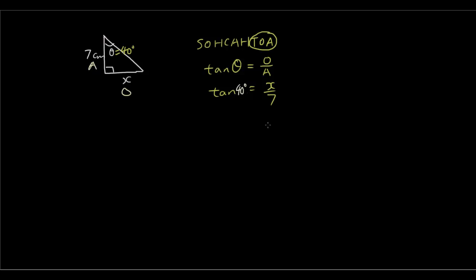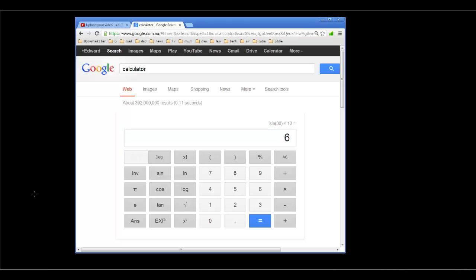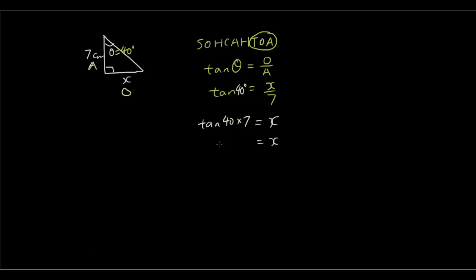So tan 40 equals x over 7, and all you do is rearrange it to make x the subject by balancing. So tan 40 times 7 is x, and putting that in the calculator, tan 40 times 7, make sure your calculator is on degrees mode, and it's 5.87 centimeters.